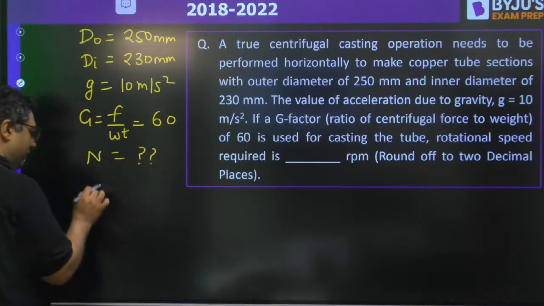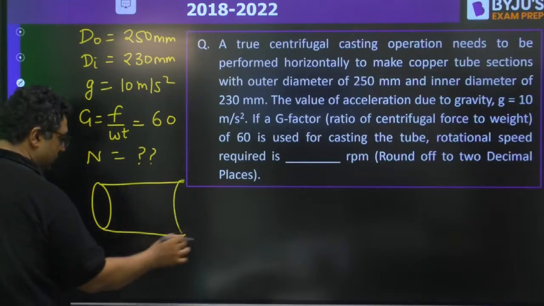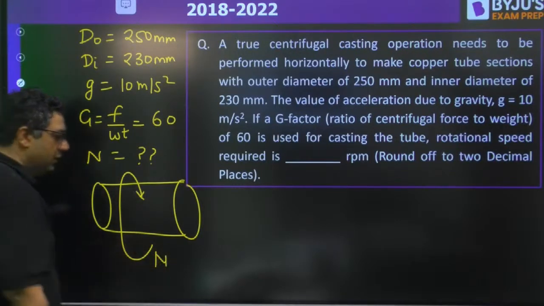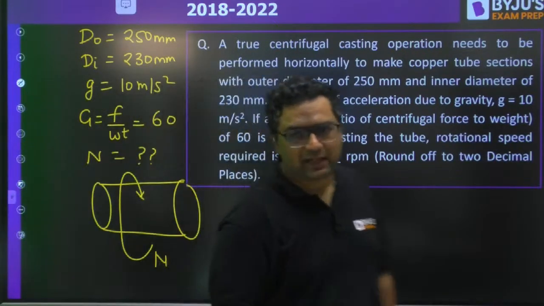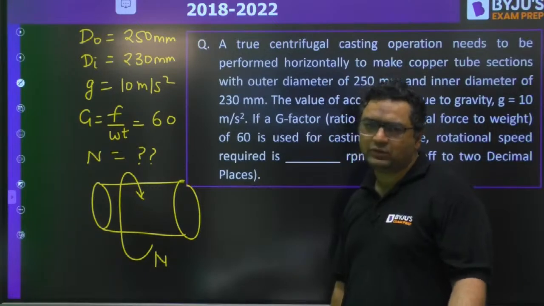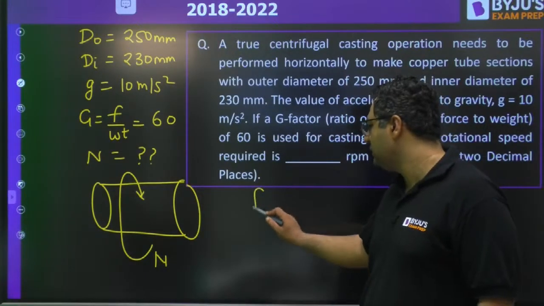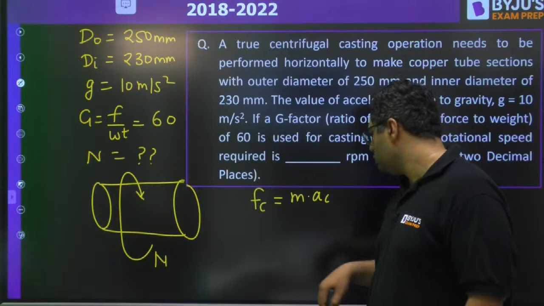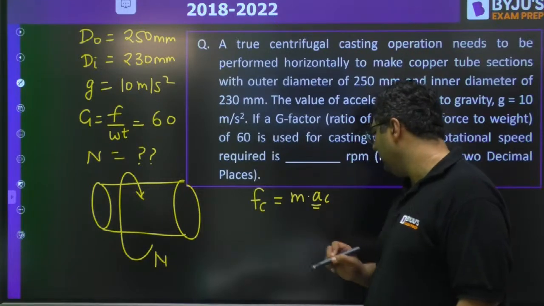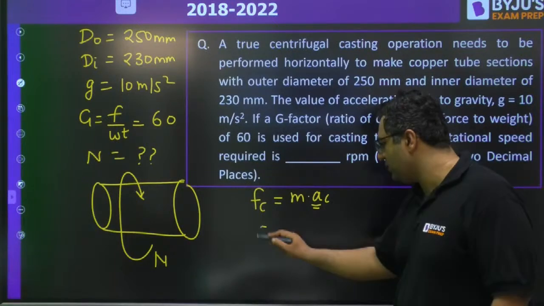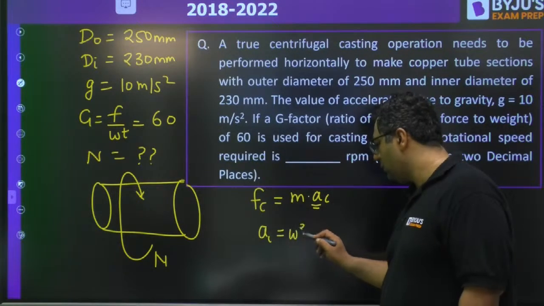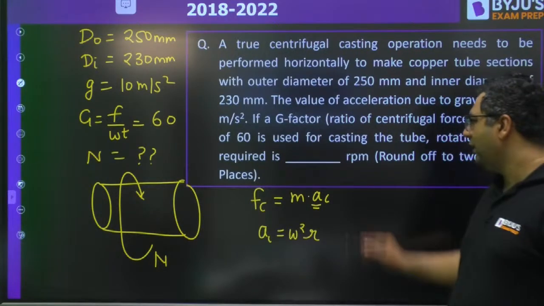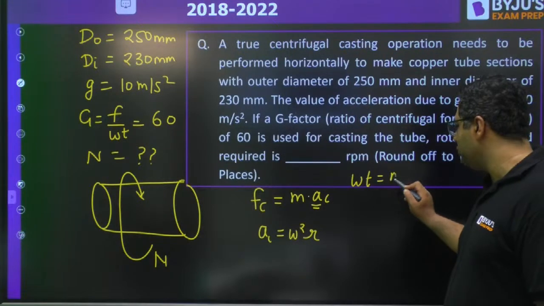You need to understand that when we are having the centrifugal casting, this is rotating with some speed of N. So obviously centrifugal forces are acting, or you can say centripetal or centrifugal depending on the type of analysis. Centrifugal or centripetal force is given as M into AC. AC is the acceleration, which is given as omega square R. And when we are talking about weight, weight is mg.